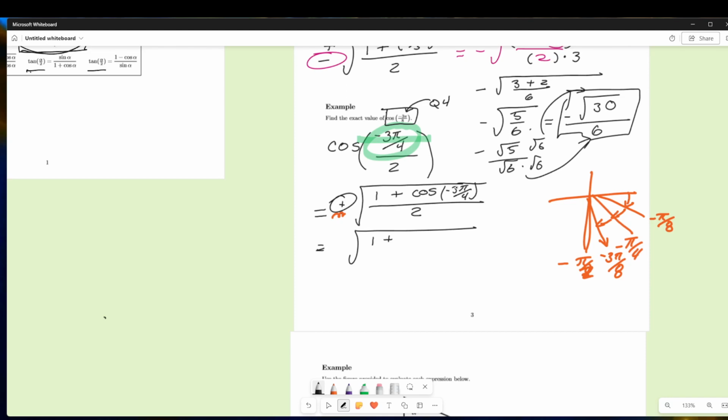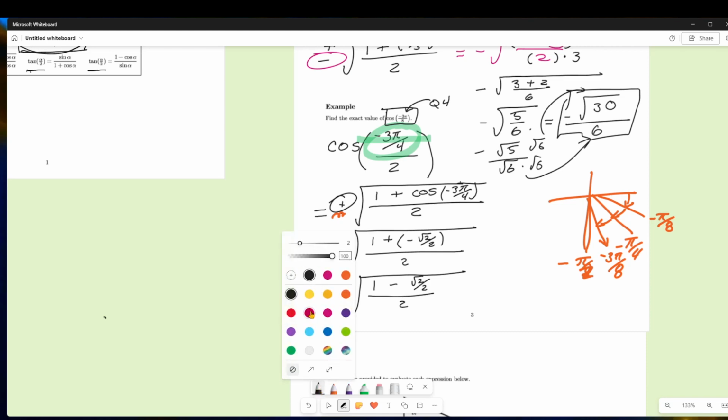Okay, what's the cosine of negative 3 pi over 4? Again, we turned this into a 3 pi over 4 argument because we know about 3 pi over 4s. Cosine of negative 3 pi over 4 is negative square root of 2 over 2. So we have 1 plus that, all over 2. We could turn that into 1 minus the square root of 2 over 2, all over 2, just to get rid of those parentheses. But then again, I've got fractions in my fractions, which you can imagine is going to happen a lot with these.